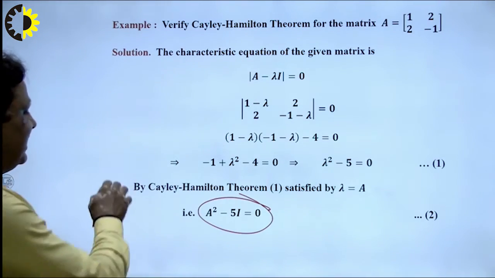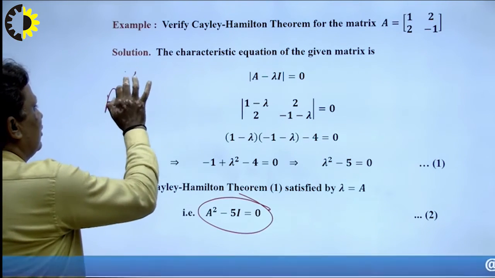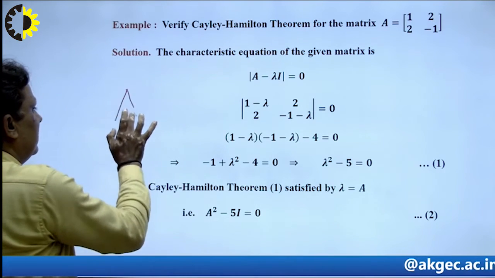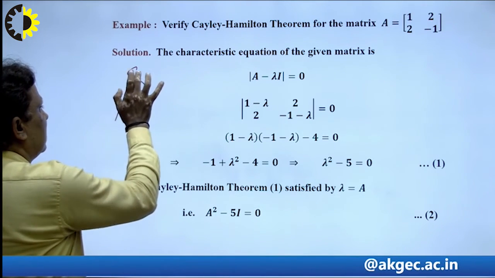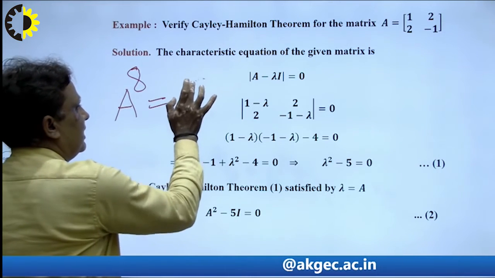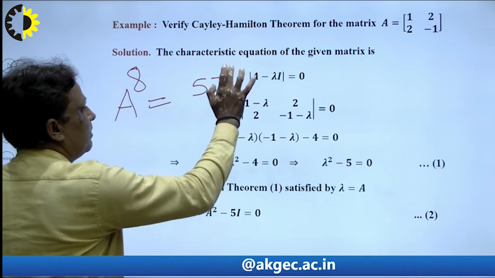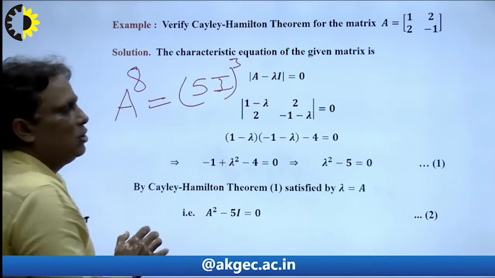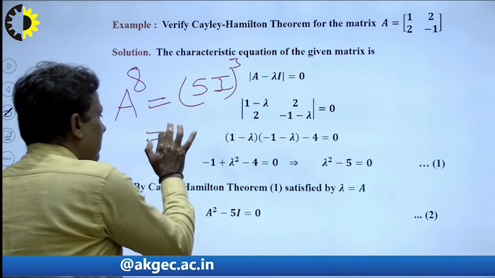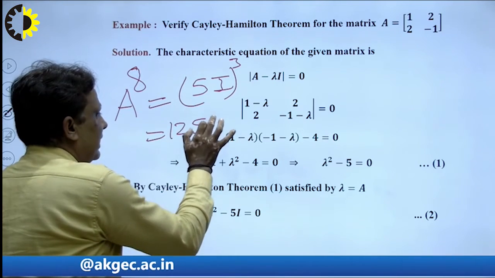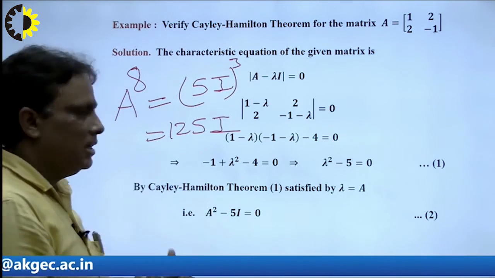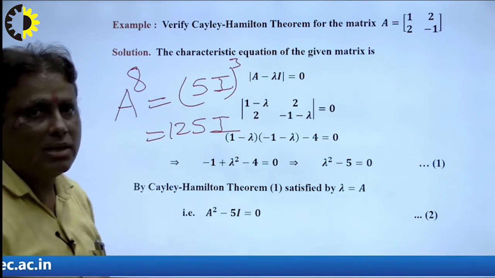Suppose I want to calculate A raised to the power 8. What will be the result here? It will be 5I raised to the power 4, and 5 raised to the power 4 is 625, so the result will be 625I. This is a very important question that arises in the GATE, and we can solve it without any long calculation.